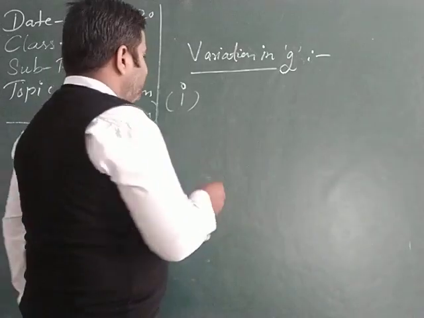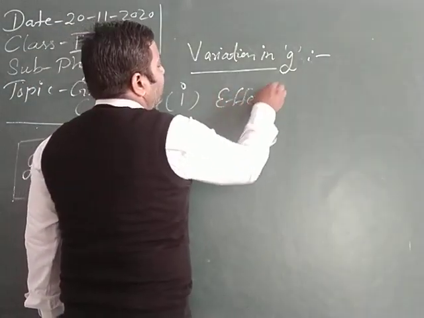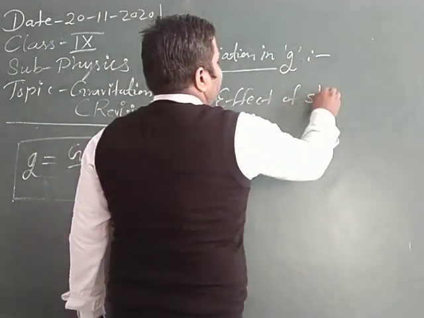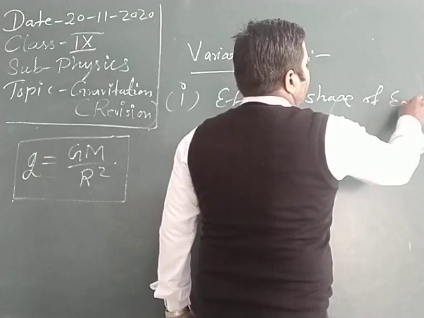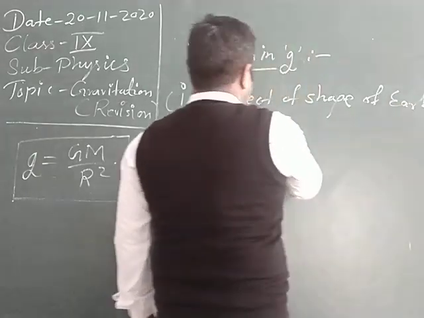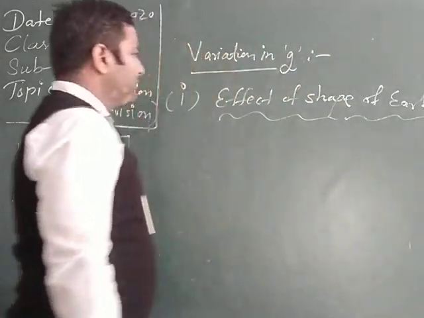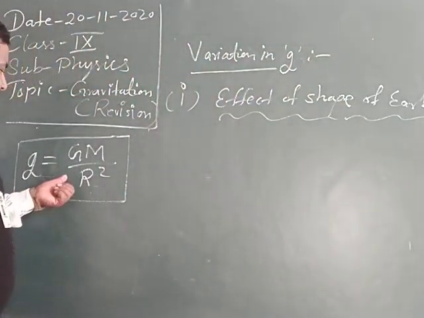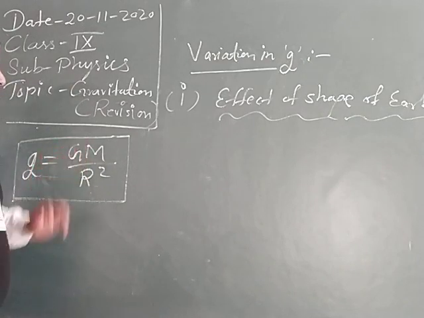And the first concept of change is the effect of shape of Earth. How does the value of gravity change by the effect of shape of Earth? The formula is g is equal to what? Capital G capital M upon R square.